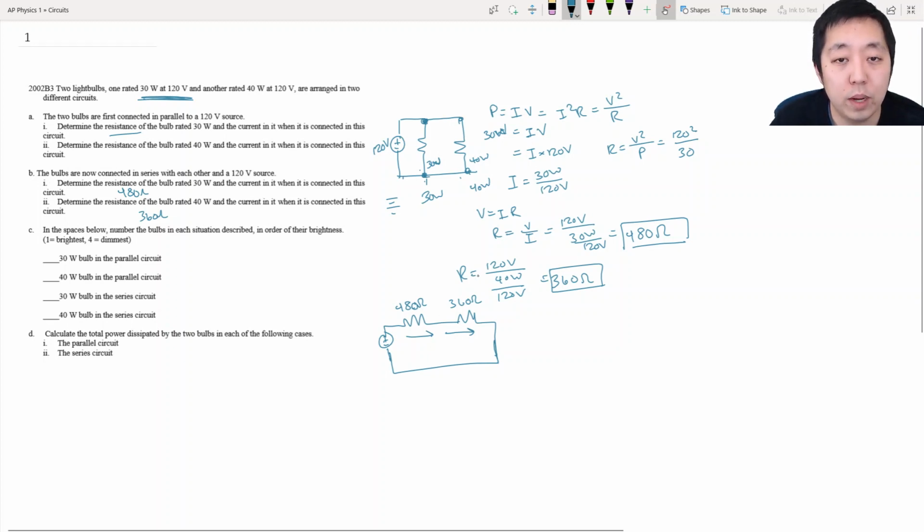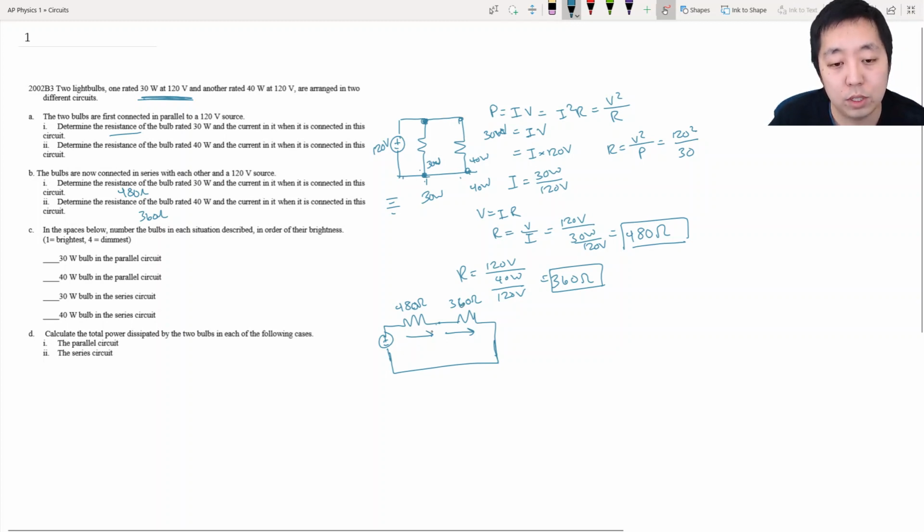But the difference here is I don't know that the voltage is 120 volts across here. It's definitely less than 120 volts. Right? So the V squared over R is going to be smaller between this and this. But you actually have to calculate what the current is to determine that.